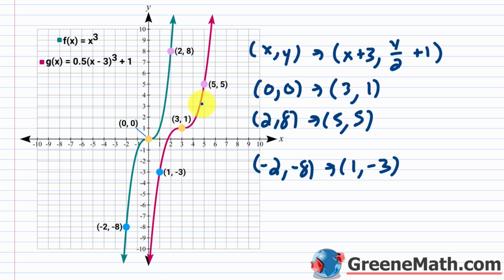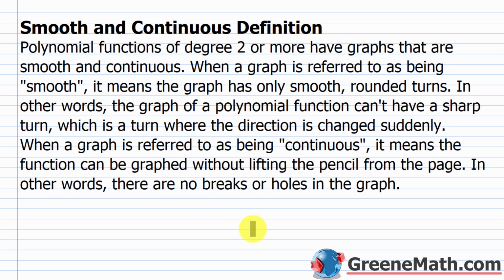You know what the general shape is, and you can put more points in if you need to, but I think this is enough to get a good graph going. All right, now let's get into graphing a polynomial function that's not a monomial, so something where we can't just use graphing transformations. And to do that, we need to understand what we're talking about when we say smooth and continuous. So we have the smooth and continuous definition.